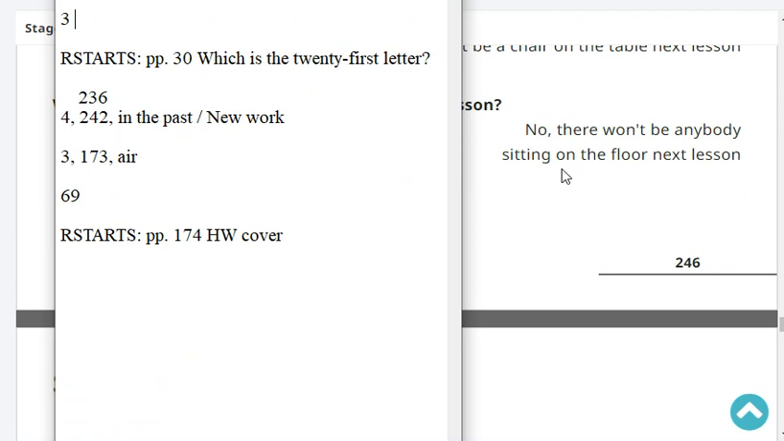Okay, so now let's move on to reading. Very good. Our reading is at stage 3, page 173. The last headword was air. Oh, please start at page 174. Headword: cover.